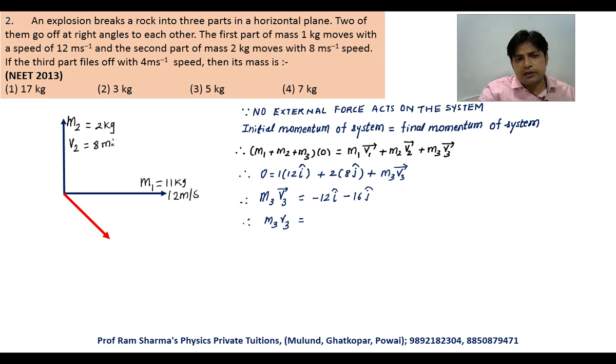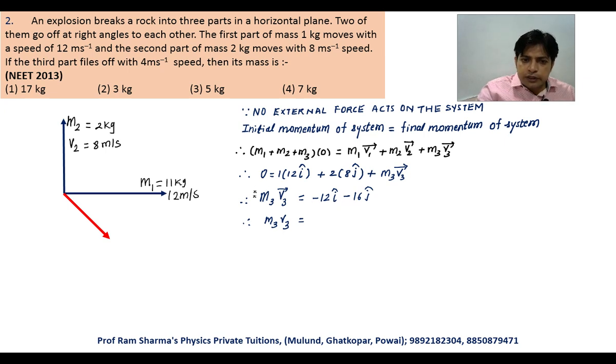But if I write it in the vector form, we know that this can be written as 12 i cap because it is along positive x-axis, and this can be written as 8 j cap because it is along positive y-axis. So this is what I have done, equal to m3 v3 bar. So I get the value of m3 v3 bar as minus 12 i cap minus 16 j cap.